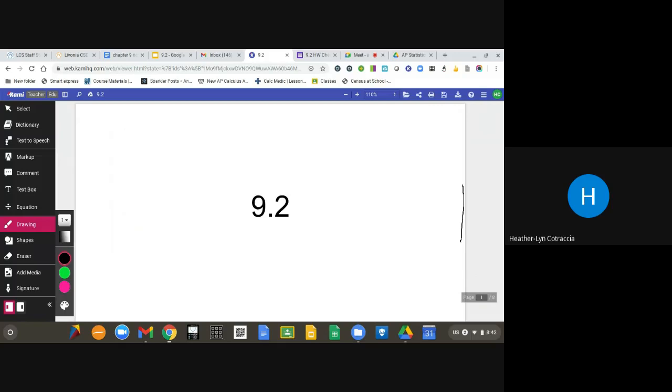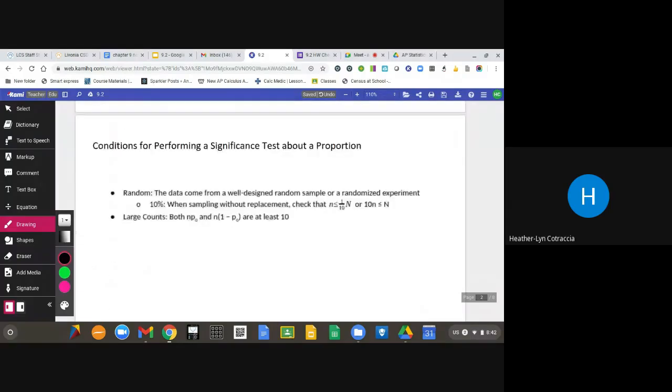So we're going to get right into a hypothesis test today. We're going to do a full hypothesis test start to finish. We're going to start with proportions, just like we did in confidence intervals. You have your conditions. They shouldn't be a surprise. They will always be the same, just sometimes how you check them is different.